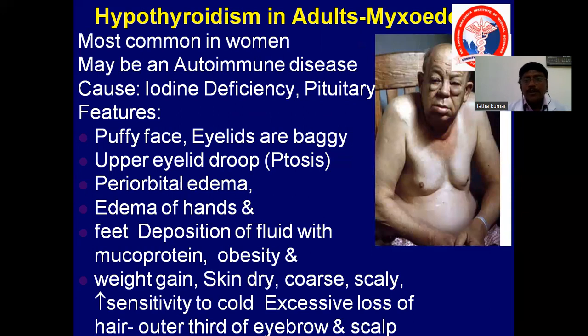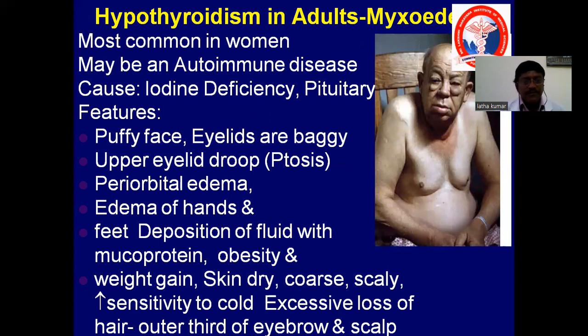And hypothyroidism in adults is known as myxedema. You can see in this patient the lower eyelids are bulged. This is most common in women, maybe in autoimmune disease. So thyroid disease, hypothyroidism, myxedema may be an autoimmune disease. What are the reasons for the autoimmune disease? Iodine deficiency and pituitary disorder.